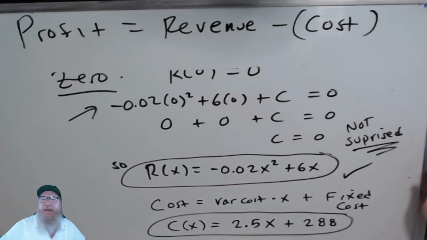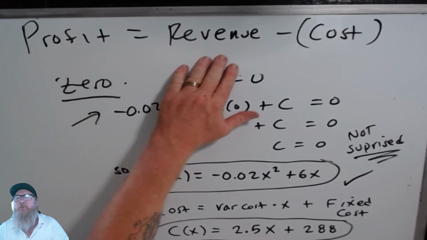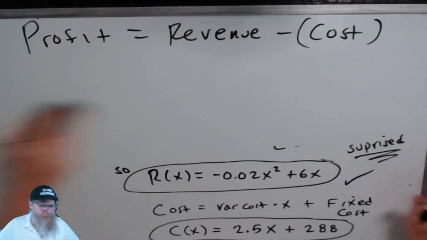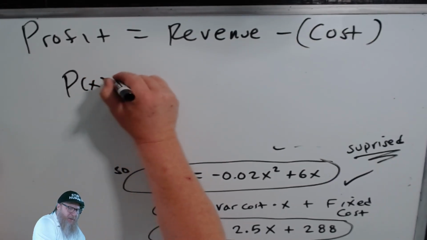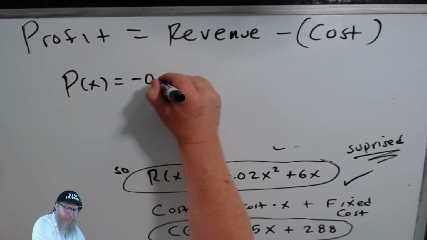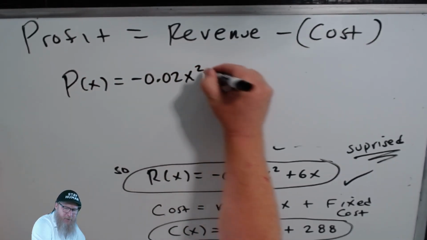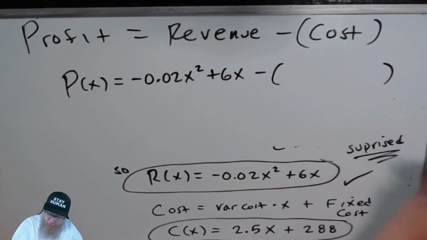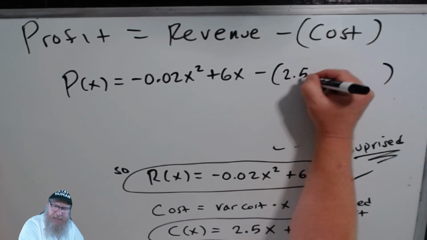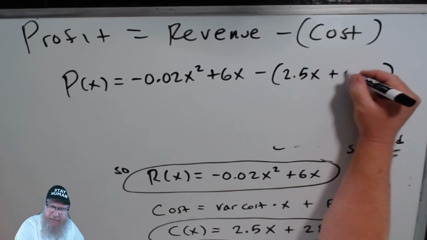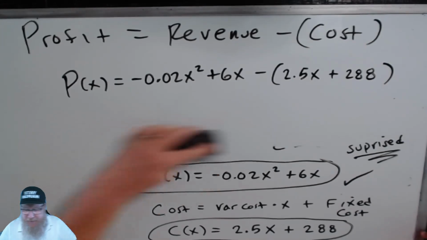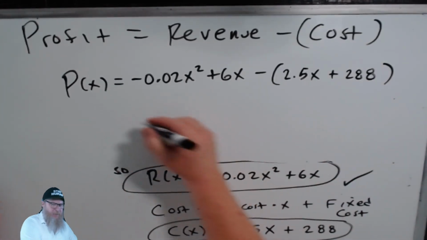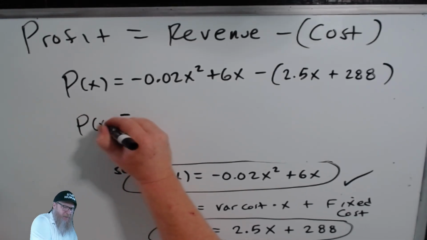I always write it this way. Profit equals revenue minus parentheses cost. That keeps you from screwing up the form. Also keeps me from screwing up the form. Anytime I warn you about a mistake, it's usually a mistake that I've actually made or one that I've seen other people make repeatedly. And this will give you your final answer.